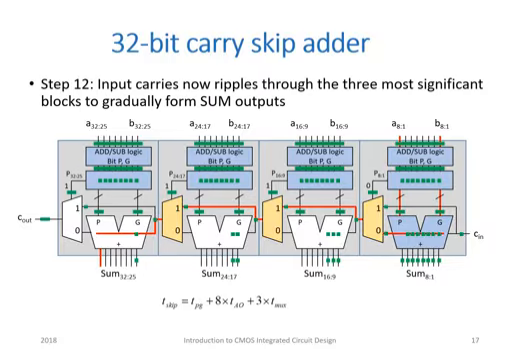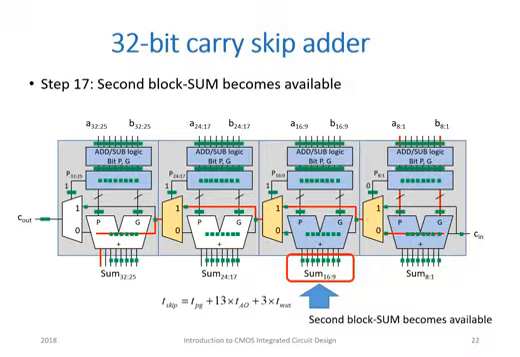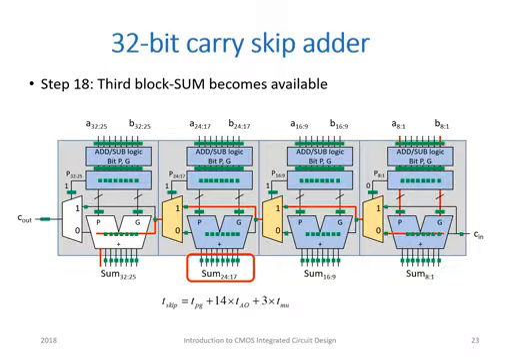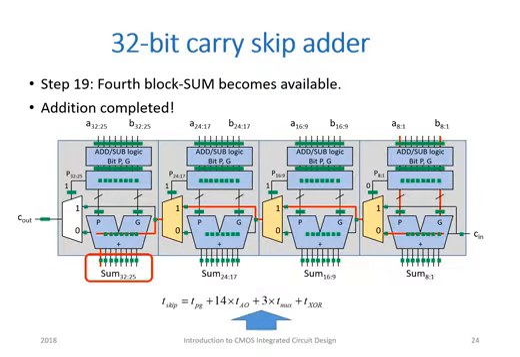Through the following steps, the input carries now ripple through the 3 most significant blocks to gradually form the sum outputs. Second block sum becomes available. Third block sum becomes available. And finally, the fourth block sums become available and addition is completed.